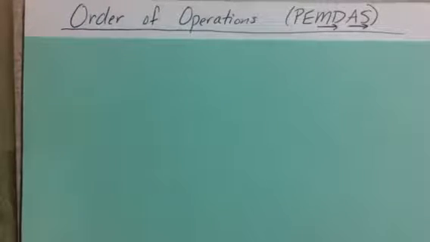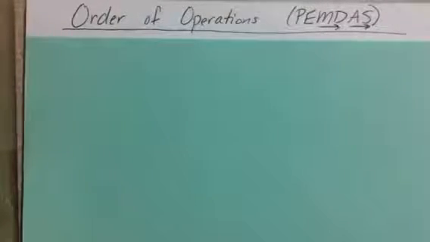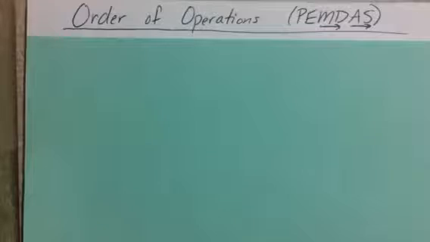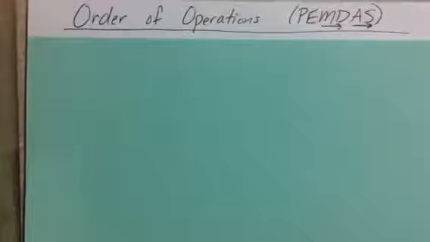This is your video on order of operations. With order of operations, many people use the acronym PEMDAS to know which order to do certain operations. When we have an expression with numbers and lots of operations, we have to do them in a certain order or we won't get the right answer.